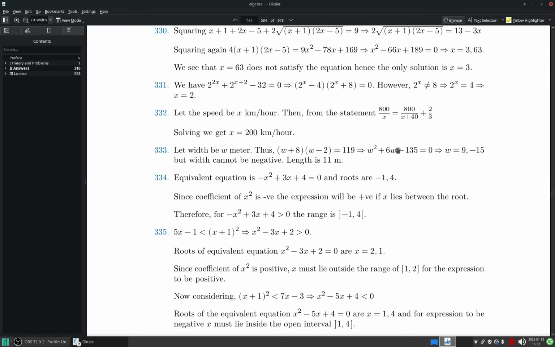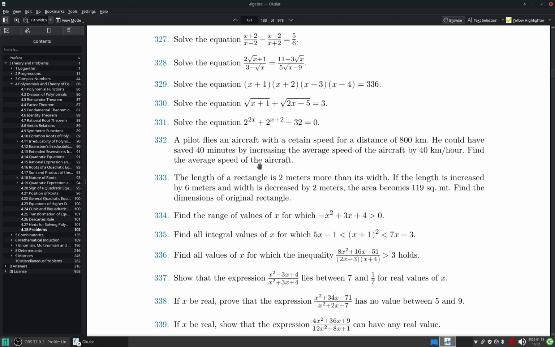So W square plus 6W minus 35 is equal to 0. You factorize, W is equal to 9 and minus 15. But width cannot be negative, so W is 9 and length is 2 meters more, so 9 plus 2, 11 meters.